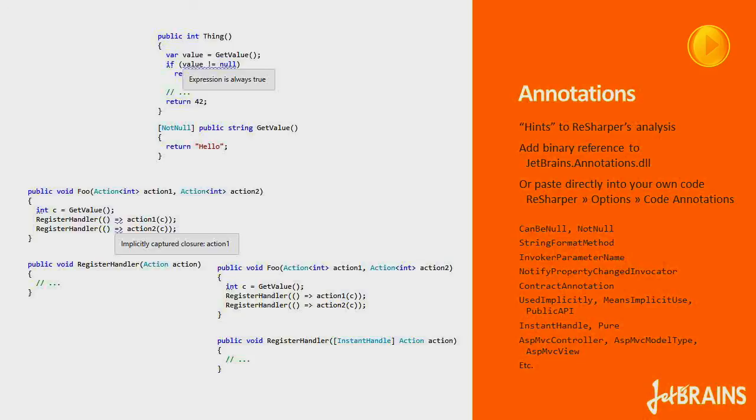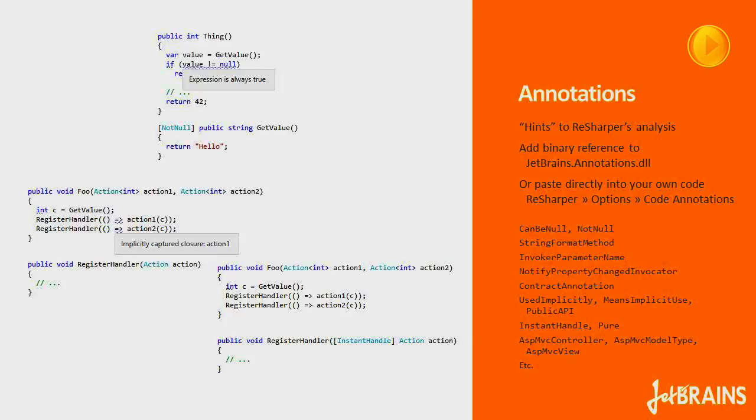Are you sure you want to do this? What you can do is, if we have a look at the example at the bottom of the screen there, add the instant handle attribute to the register handler message. What that's saying is that the action is called immediately, so it's never held on to, and so its lifetime is very short. And so that will then get rid of the implicitly captured closure warning, because ReSharper now knows that the lifetime of those two items there is much smaller than it would be if it was just unbounded.